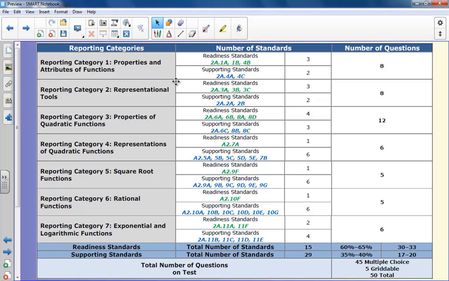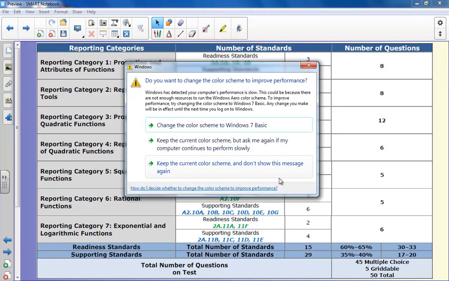What I want you to notice here is the readiness standards, which are in green. Those readiness standards, there's not as many of them as there are supporting standards, but the readiness standards make up 60 to 65% of your test, which doesn't mean the supporting standards aren't important, because if you don't know the supporting standards, then you won't be able to do the readiness standards. But most of your questions are going to come from those things.